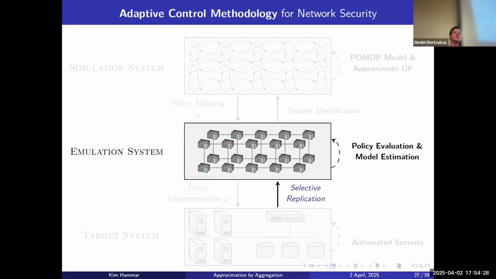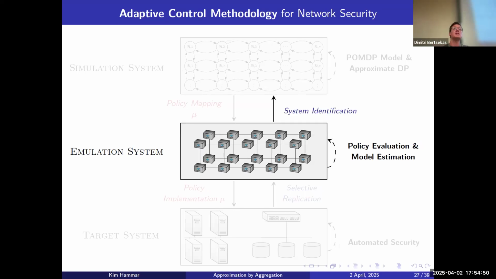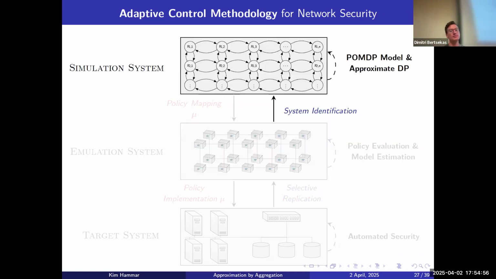And that replica then provides us with a safe environment where we can run emulated attacks, we can run controls, we can investigate and see what kind of security policies are more effective against different types of attacks. And such investigations then generate a lot of measurement data, which we then use to identify a mathematical model of the system. For example, a POMDP model.